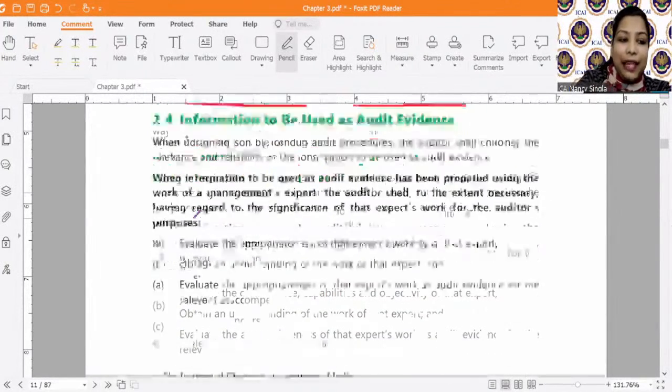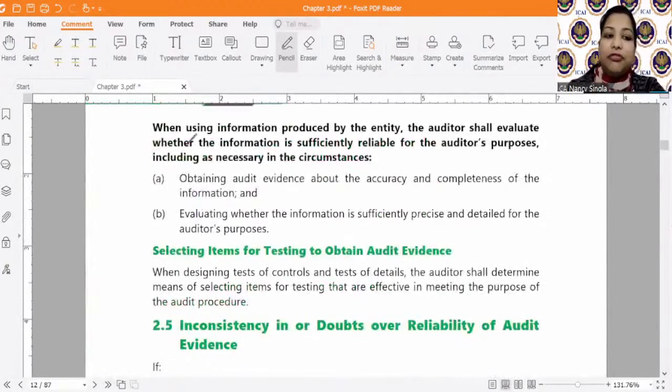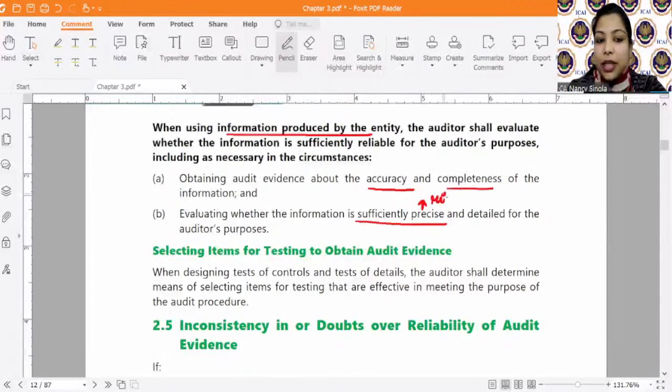Right? And then we discussed, if the information is produced by the entity, what will the auditor see? The accuracy, the completeness, okay, whether it is sufficiently precise. What is the dictionary meaning of precise? Whether it is right, correct only, right, and detailed, okay.